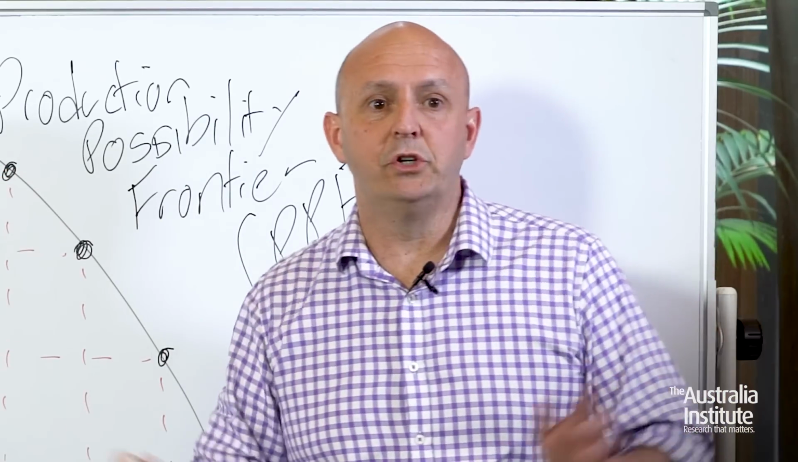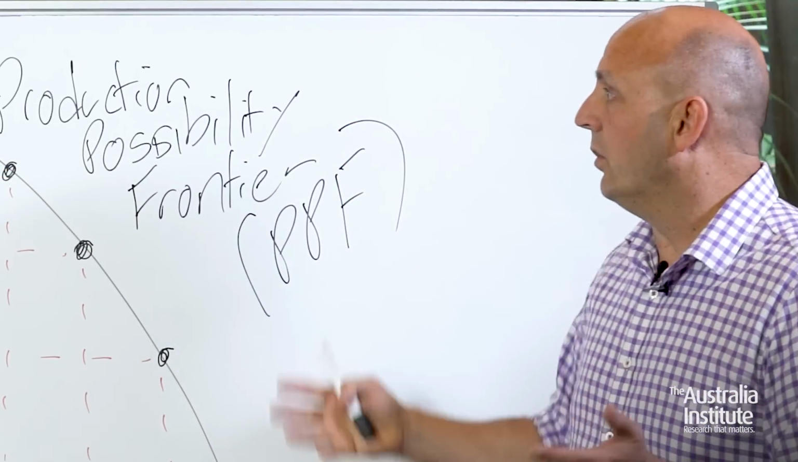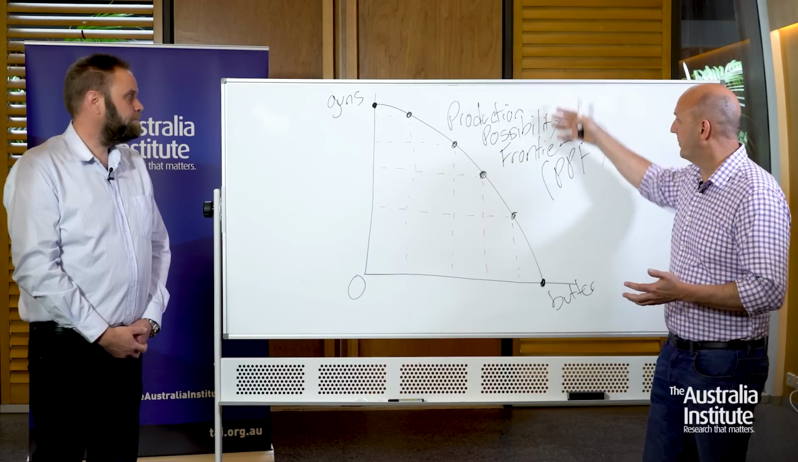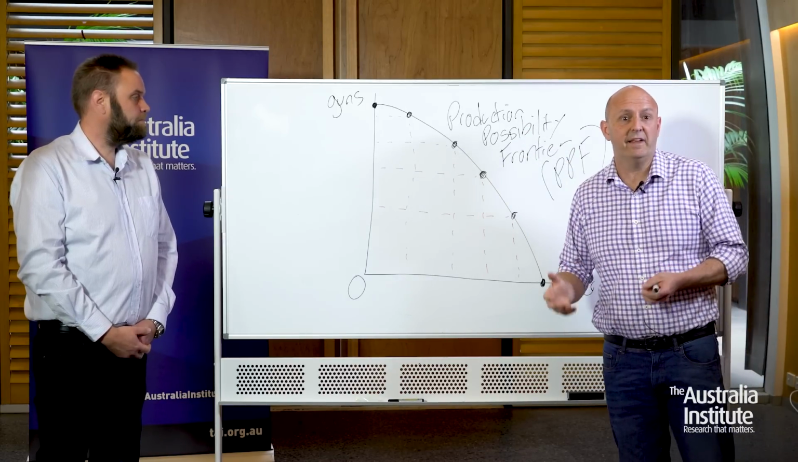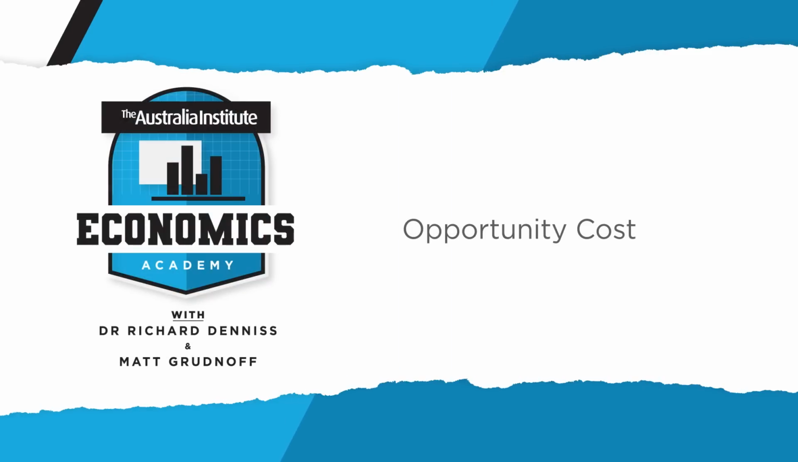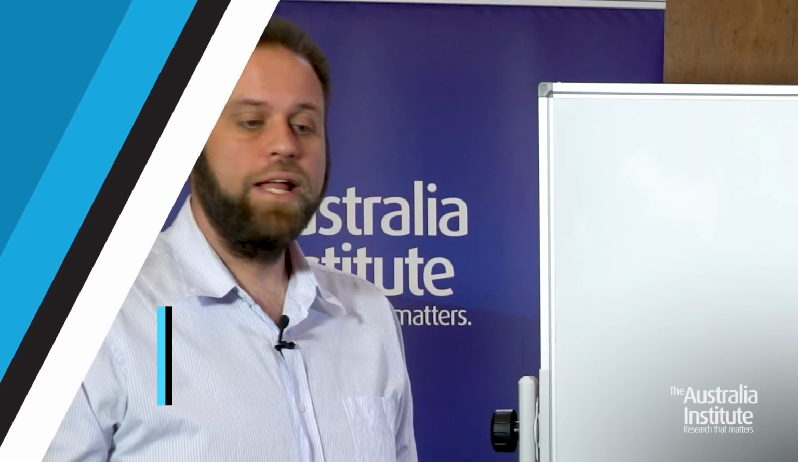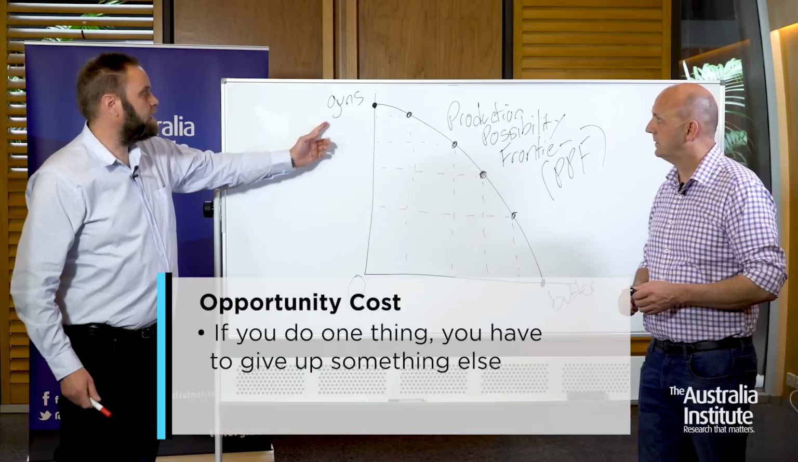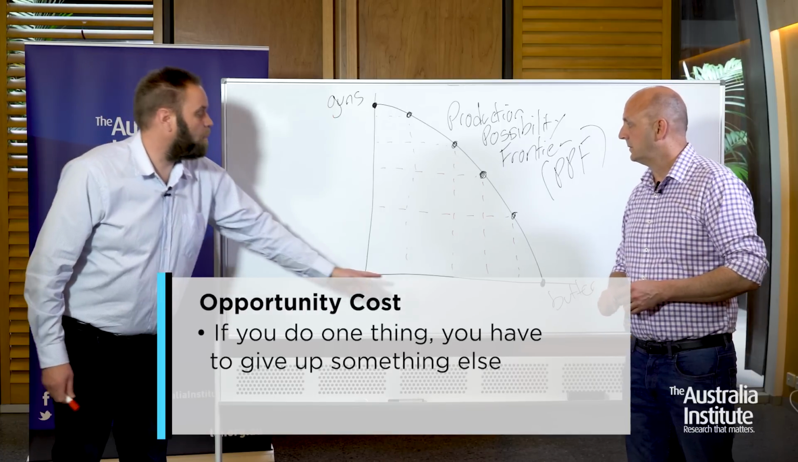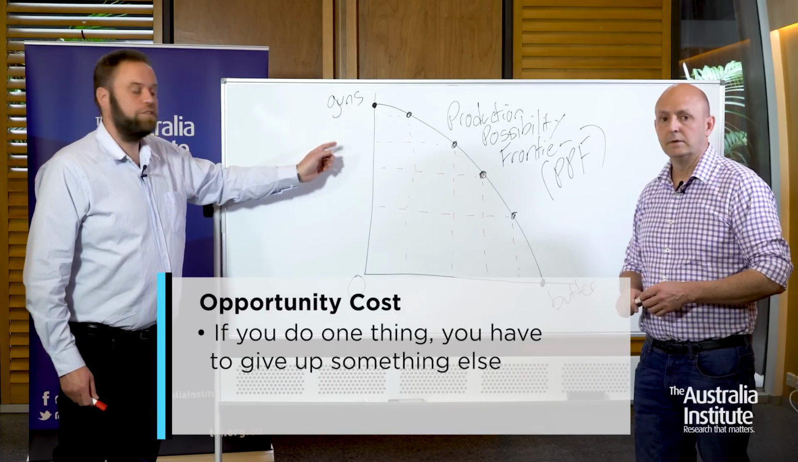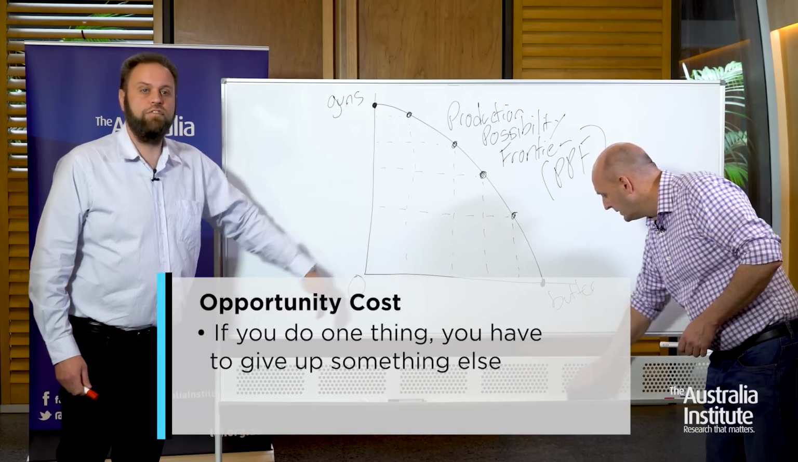That's all opportunity cost is. That's all a production possibility frontier curve is, and in some sense this is really what economics is all about. So remember opportunity cost: if you do one thing, then you have to give up something else. In this particular case, if we want to make more butter, we have to give up some guns. Or if we want to make more guns, we have to give up butter.